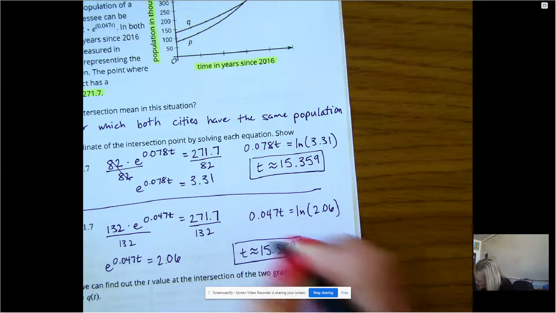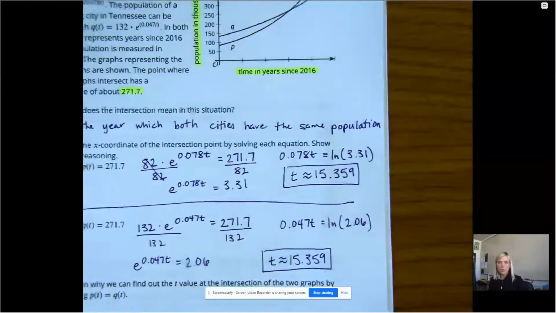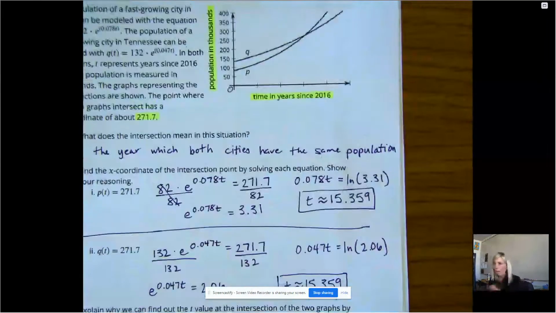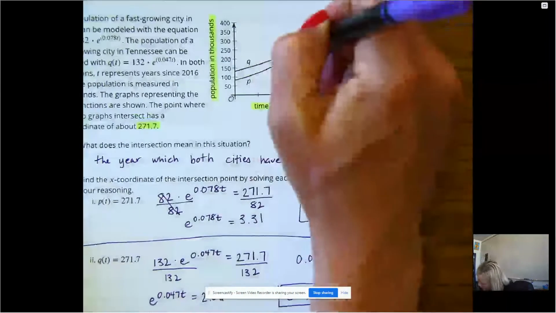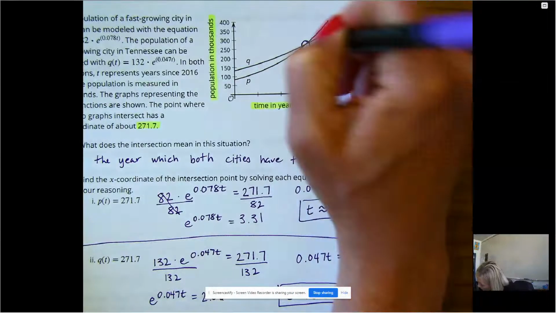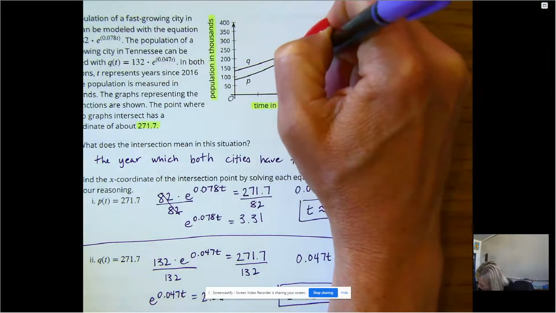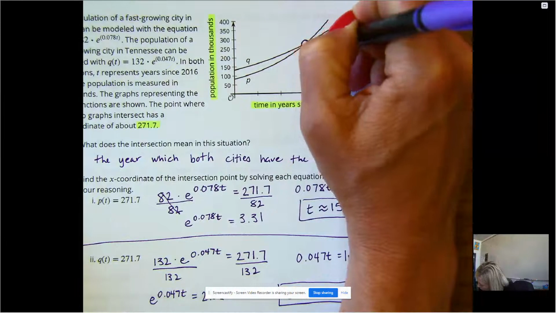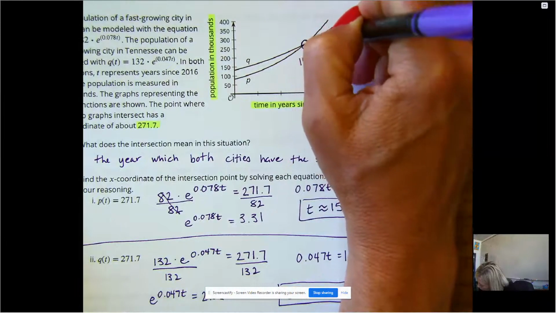Okay, so I would expect to get the same answer since I'm solving for the x value in this point right here. So it looks like it's 15.359 and then 271.7.